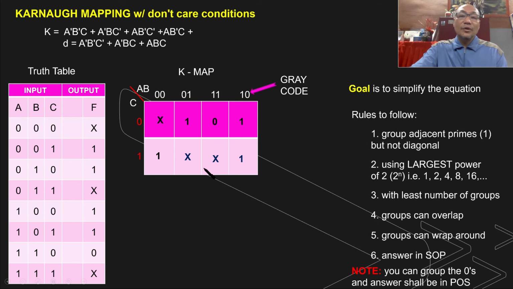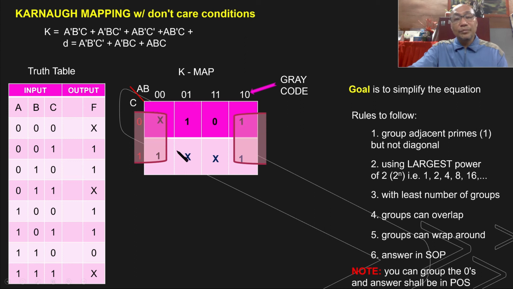We can have that as a group. So since we group this, we will also have this group. Maybe we can also have this group. Or better yet, we can have this bigger group together. And we can also have this group. So what did we try to do? We tried to group this together using wrap around and using the largest power that we can have. We group this together using the largest power that we have. And we group these two together. Since we were able to use all the 1s or the primes already, then it may be already correct.